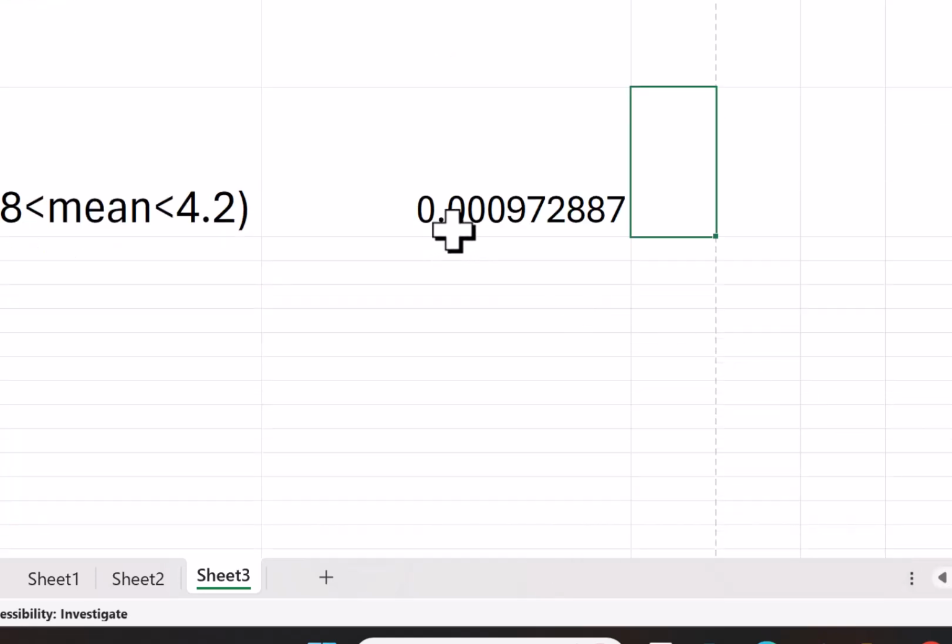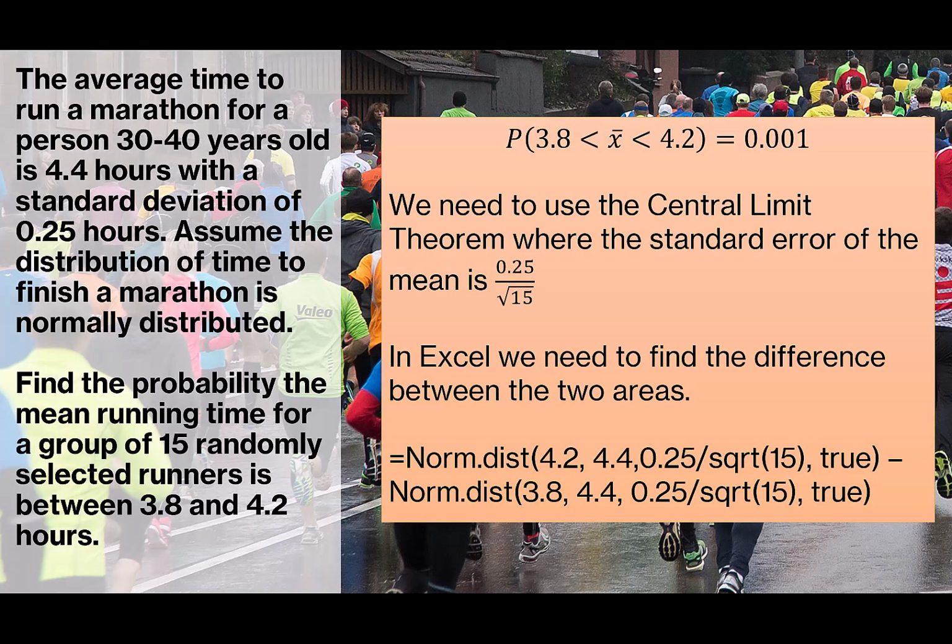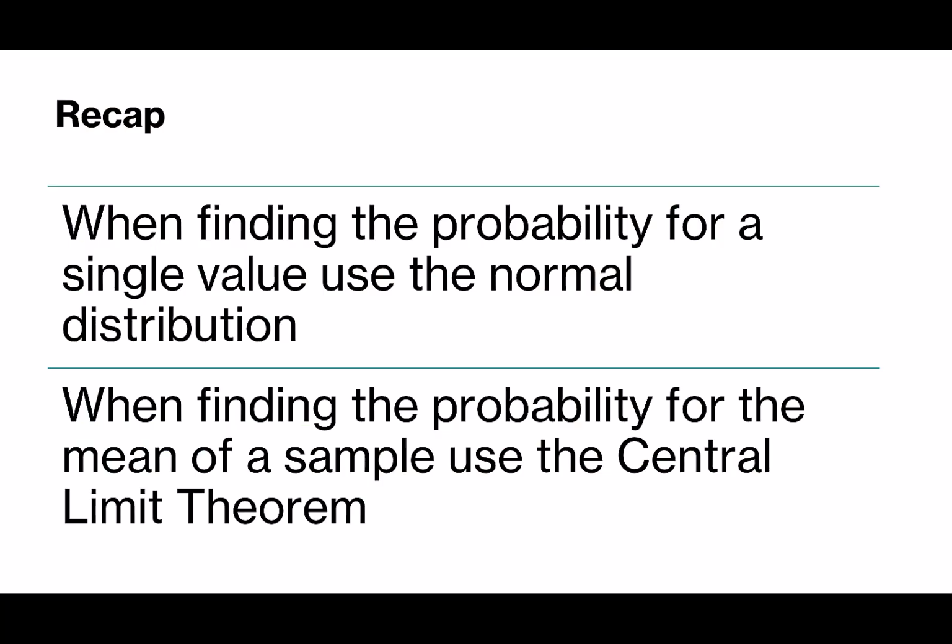We get 0.00097. If I round to 4 decimal places, 1, 2, 3, 4, it pushes it over to 0.001. This is the probability that the mean time for this group of 15 runners being between 3.8 and 4.2 hours is 0.001.